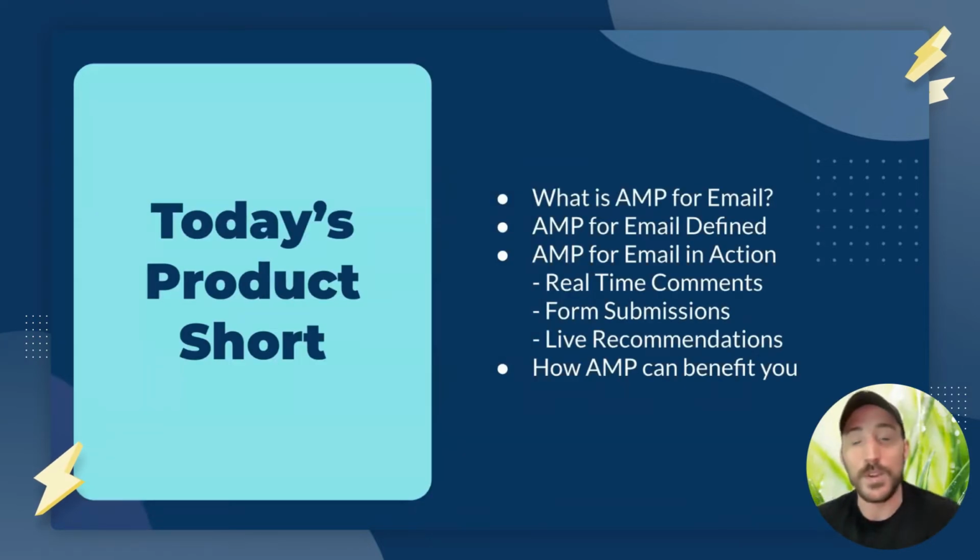We're going to cover a few key questions in this short, mainly what is AMP for email? And then we'll give a good example of what it is in the AMP for email defined section. Then we'll take a look at a few more examples that show off some of the other components to AMP emails: real-time comments, form submissions, and live recommendations. And finally, we're going to see how AMP can benefit you and your team.